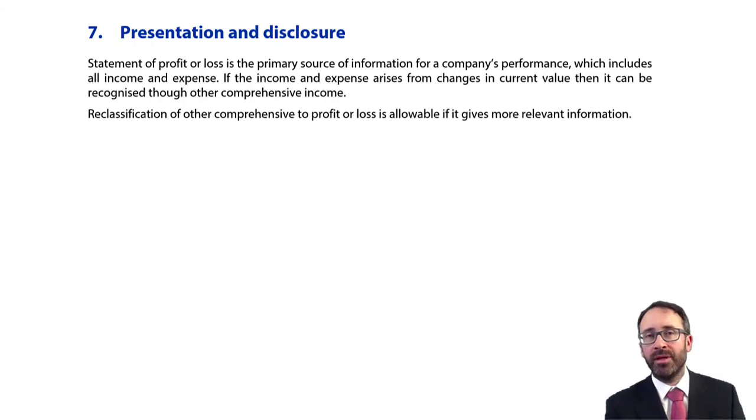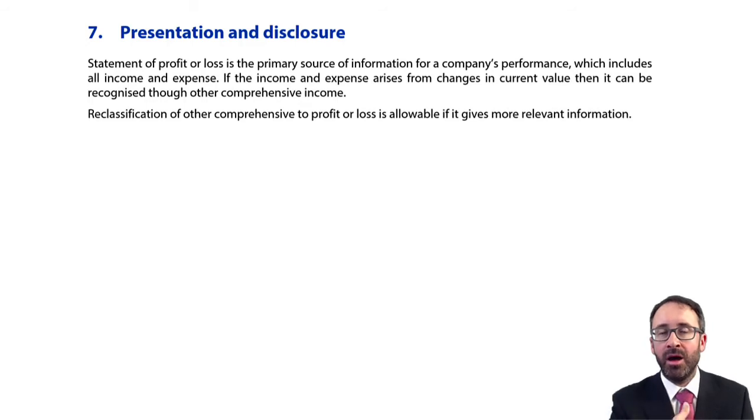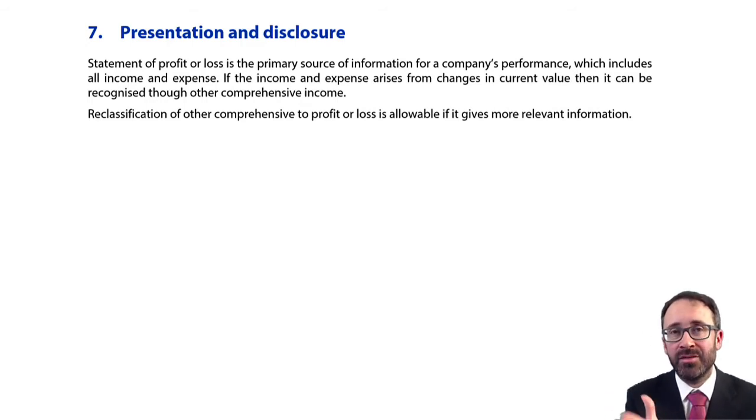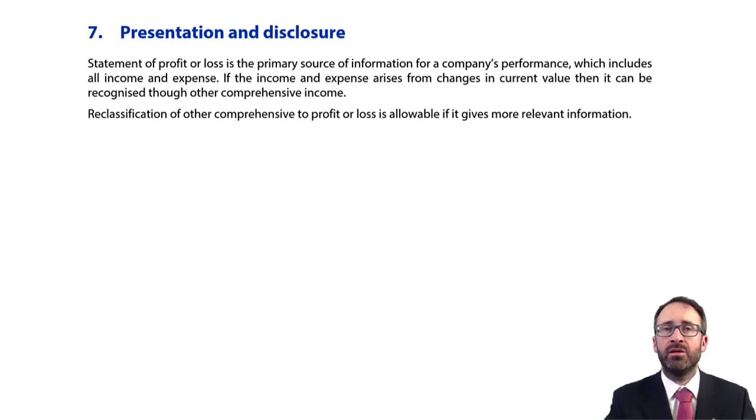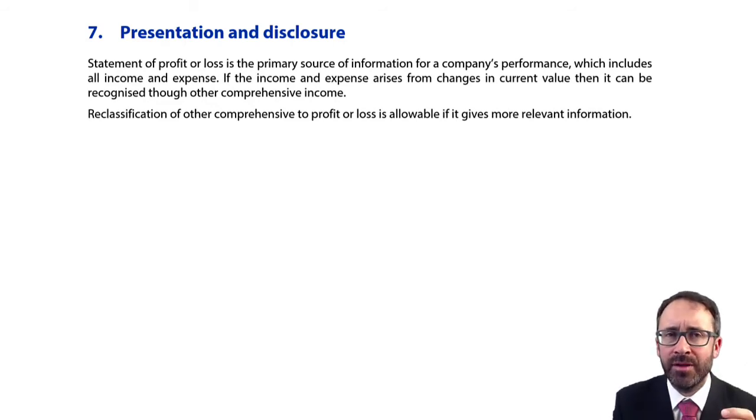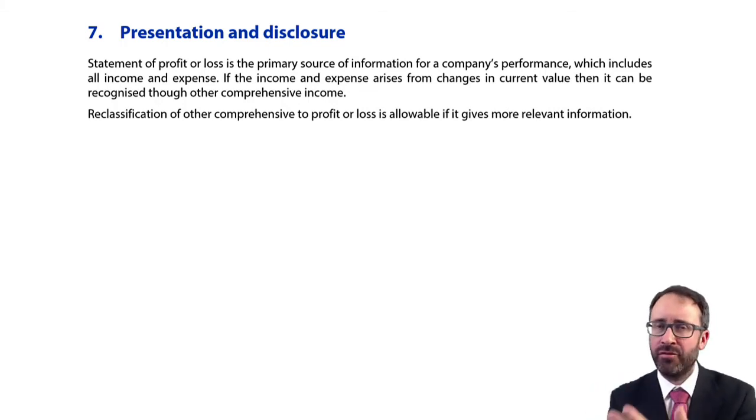So what you've then got is the changes go through your statement of profit or loss. That's the primary source about how a company has performed. So changes in the asset, change in the liabilities value, again linking it back to the definitions of income and expense. So income being increases in assets, reductions in liabilities. Expenses being reductions in assets and increases in liabilities. Those changes are going to go to your primary source of information on performance, which is your statement of profit or loss.